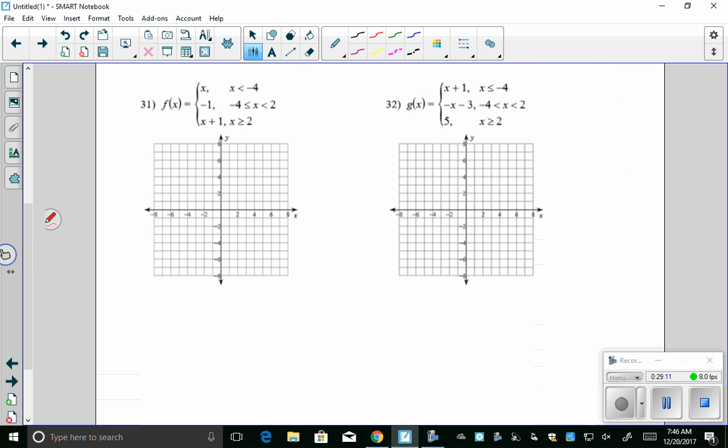31. This time, I'm going to have 3 different lines. But because of this -1, I only really need one chart.